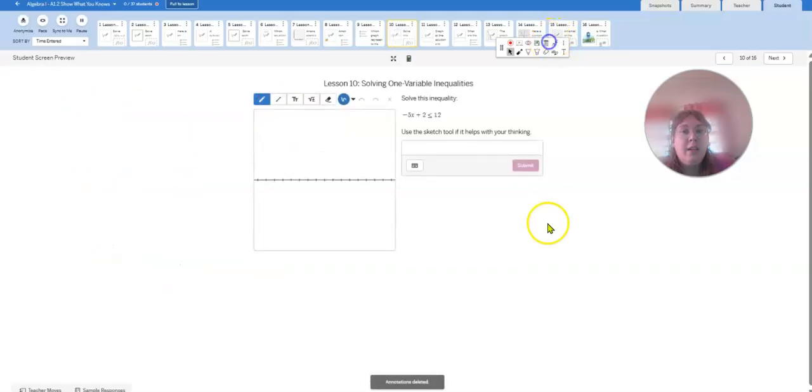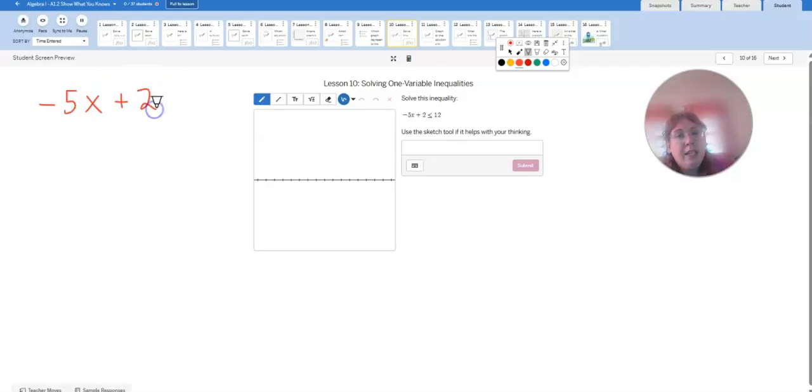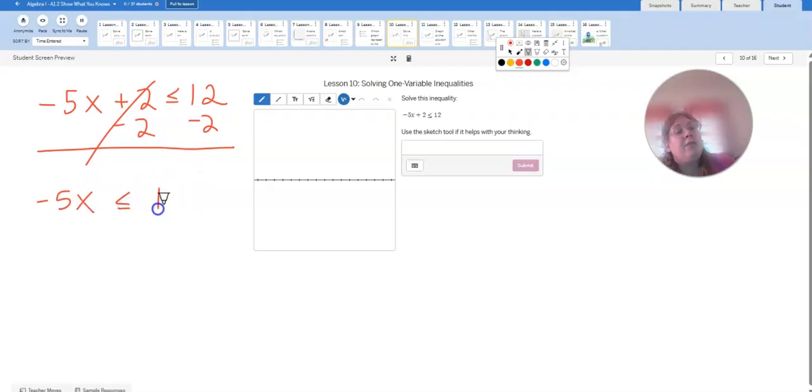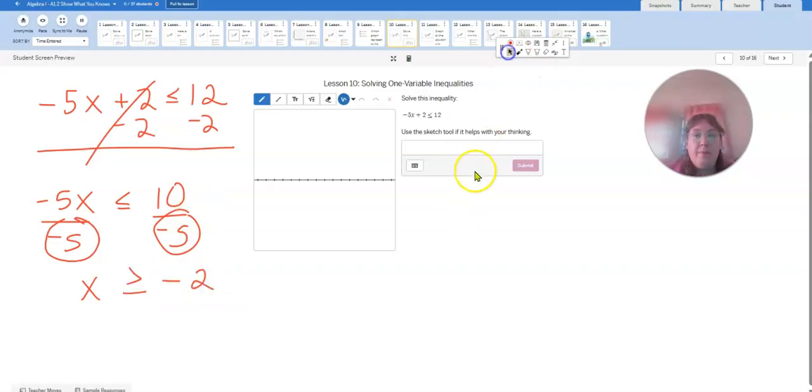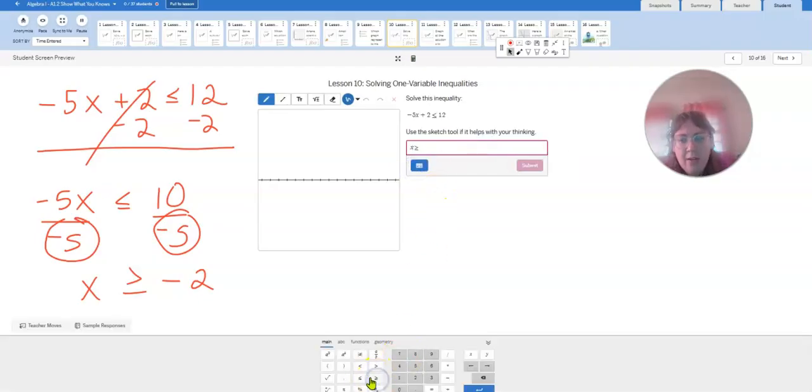Beautiful. Lesson 10, solve this inequality. So we have negative 5x plus 2 is less than or equal to 12. So first we can subtract 2 on both sides to get negative 5x is less than or equal to 10. Divide by negative 5. Because we're dividing by a negative, we flip the sign. 10 divided by negative 5 is negative 2. So we have x is greater than or equal to negative 2.